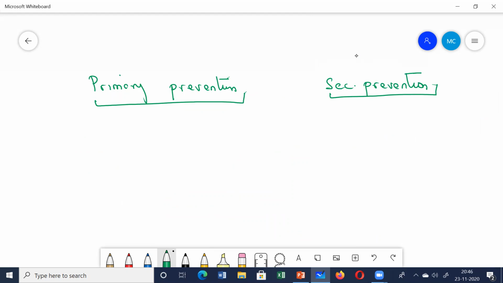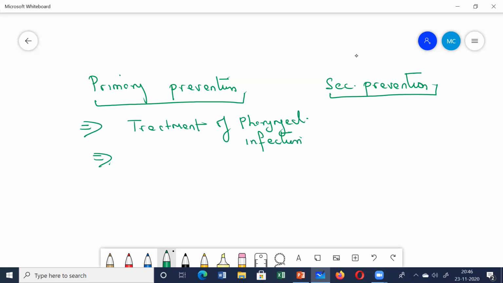So for primary prevention, the first most important thing is that if the patient has developed a streptococcal infection, you should carry out proper treatment of the streptococcal infection. If there is an outbreak of rheumatic fever in a closed population, the first most important thing is treatment of the pharyngeal infection. And you should always go for mass penicillin prophylaxis.